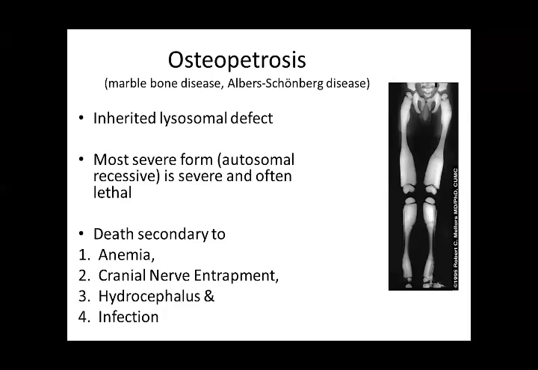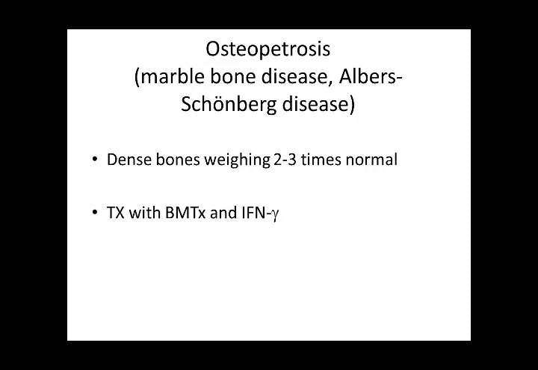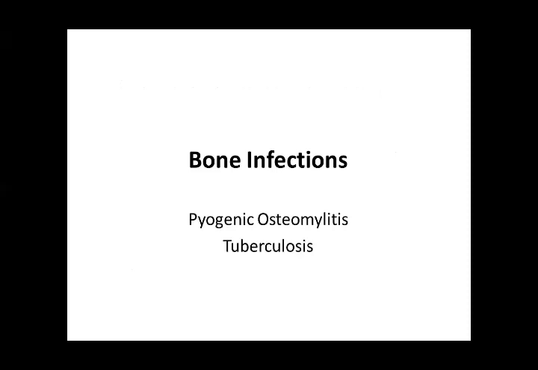Osteopetrosis. Osteopetrosis is marble bone, an inherited lysosomal defect. In the most severe forms, it can be lethal, with death secondary to anemia, cranial nerve entrapments, hydrocephalus, and infections. It is also known as marble bone disease or Albers-Schönberg disease. Dense bone weighs far more than normal, even double or triple the weight. Treatment is bone marrow therapy and interferon. So we end up with metabolic disease of the bone.